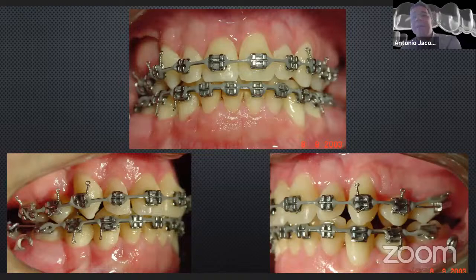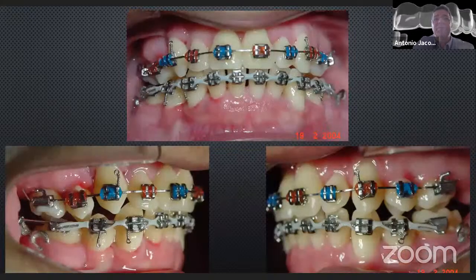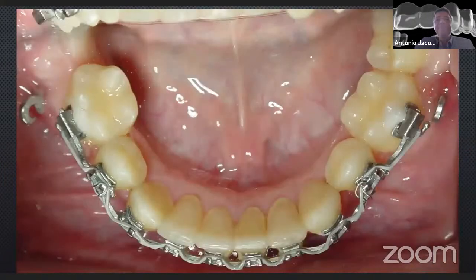At this time, I had this canine in a class 2 position on this right side. So I just used some interproximal stripping on the incisors between the canines on the lower aspect, just to try to have a more interesting occlusion on that side. So that's what we did, and we finished the case like this.